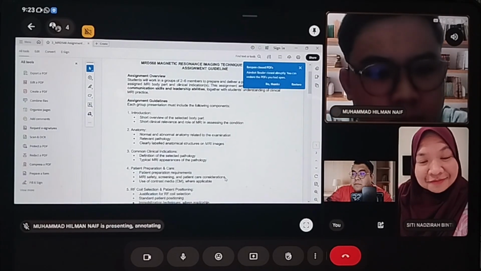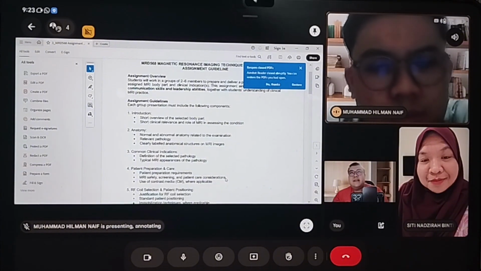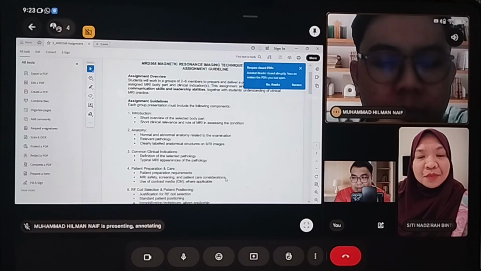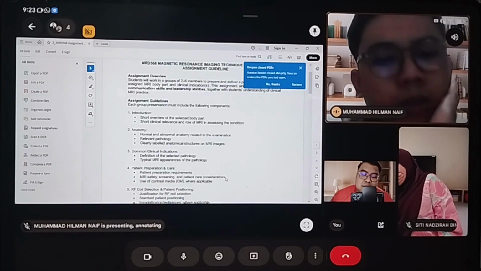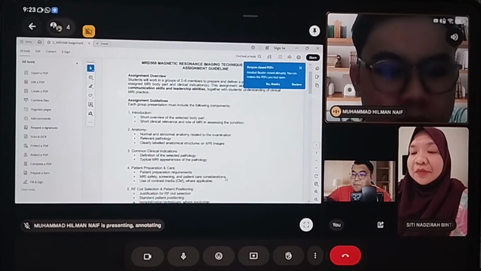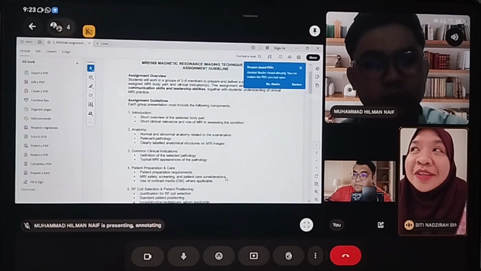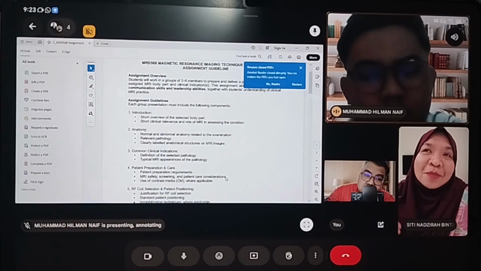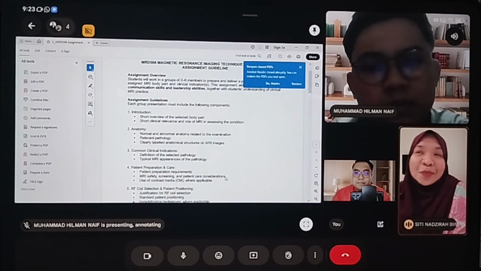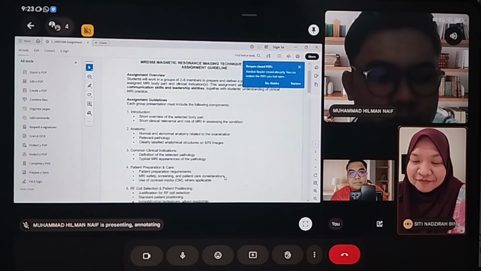One more thing is for the communication, the representation, that we should avoid reading directly from the slide. We need to explain it naturally, because communication skill is part of the assessment rubric given by our lecturer. We should practice so that our transitions, passing over part by part, are smooth and clear.